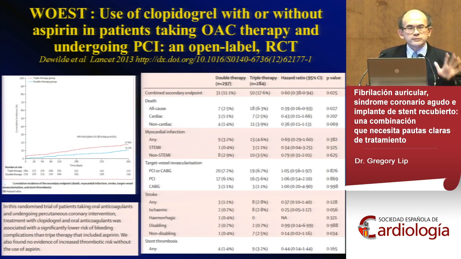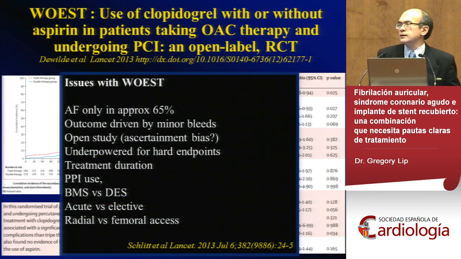But can I just suggest hold your horses, because you should look into detail at some of the trials. Now, this has been pitched as a trial of atrial fibrillation patients on anticoagulants. Well, actually, it's not. AF was only in about 65% of the WOEST trial. Outcome was driven by the minor bleeds, as I mentioned. It's an open study, and you've heard from Stuart Pocock earlier in an elegant presentation on the difficulties of such an open study. It was certainly underpowered for the hard endpoints.